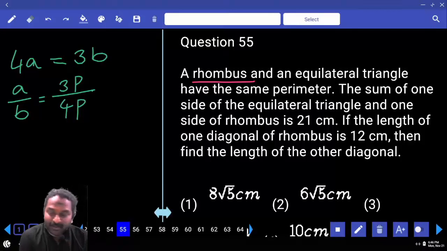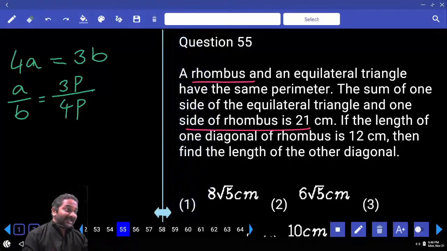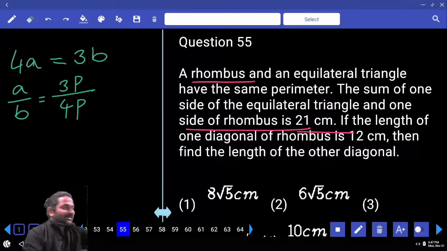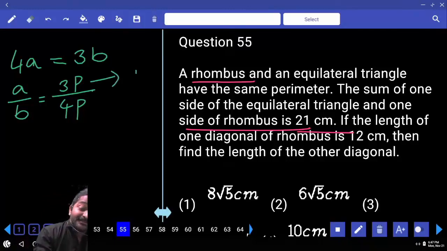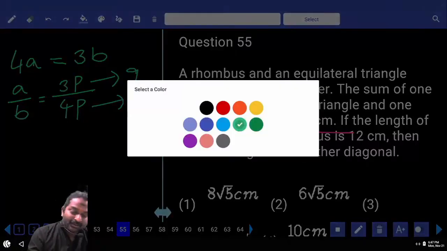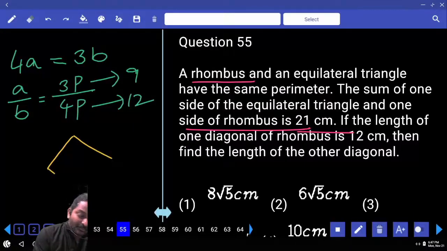Clear? Continue. The sum of one side of the equilateral triangle, that is b, and one side of the rhombus, that is a, plus b is equal to 21. In terms of number of parts, 7 parts is equal to 21, so 1 part, 3 parts, 4 parts. Continue. If the length of one diagonal of the rhombus is 12 centimeters, then find the length of the other diagonal. Okay. Now, rhombus.